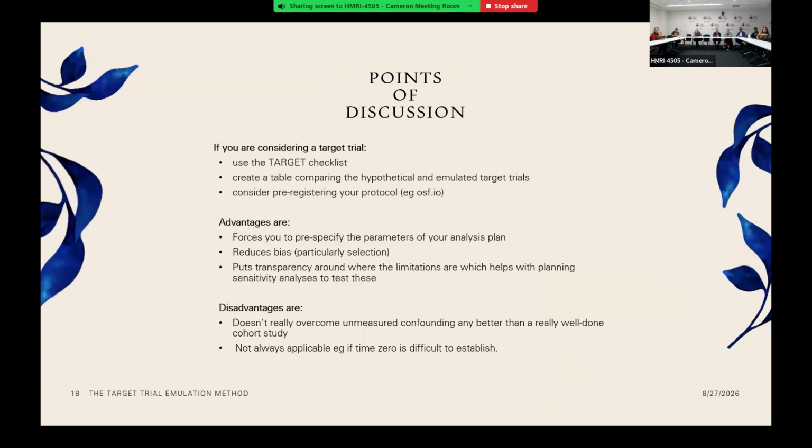So, just points of discussion. If you're considering the target trial, I would definitely advise you to use the target checklist in that paper I suggested, so it tells you how to do it. You essentially need to create a table comparing your hypothetical trial and your emulated trial, and consider pre-registering the protocol like you would do for an RCT. That's what we did with our one at UNSW. We put it on OSF, which I think is cool, except the person I'm working with keeps saying, you have to follow the protocol.